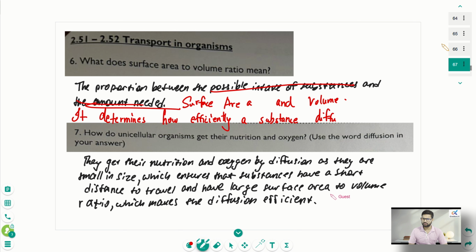Now read the next question. How do unicellular organisms get their nutrition and oxygen? Use the word diffusion in your answer. Okay, read your answer. They get their nutrition and oxygen by diffusion, as they are small in size, which ensures that substances have a short distance to travel. And I'm just going to add, so that it's understandable, and they have a larger surface area to volume ratio, which makes the diffusion efficient. Perfect. That's a perfect answer. Good one.